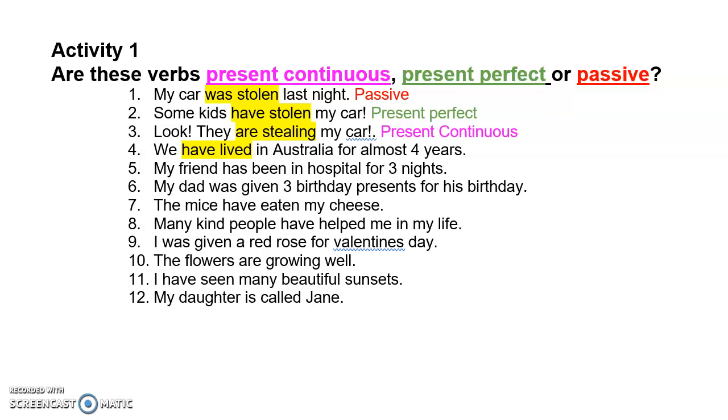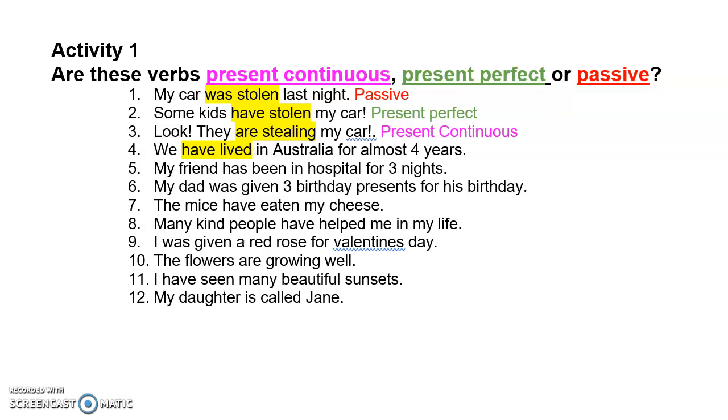Let's look at number 4 together. We have lived in Australia for almost 4 years. First, find the verb, have lived. The verb starts with the to have verb and the second verb is the past participle. So this tells us it is the present perfect. So at the end of number 4, we can write present perfect.